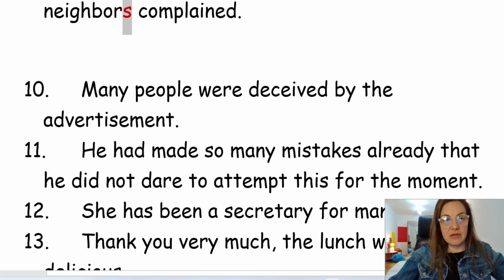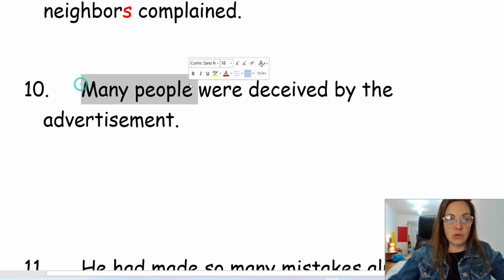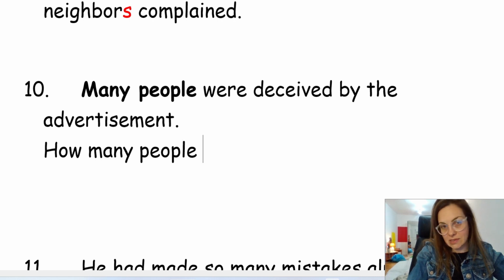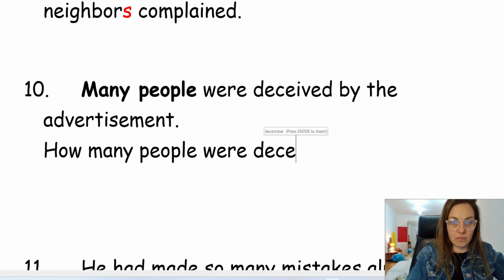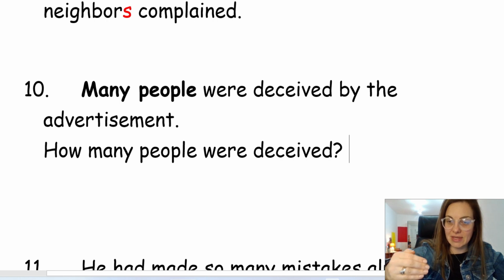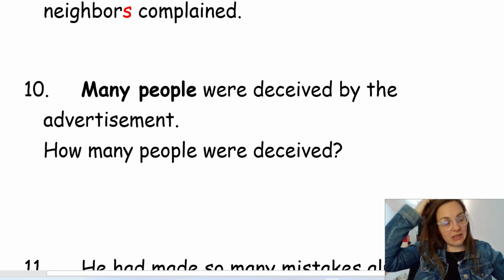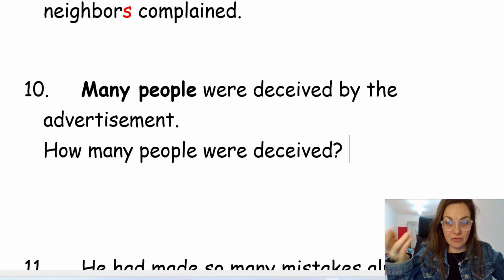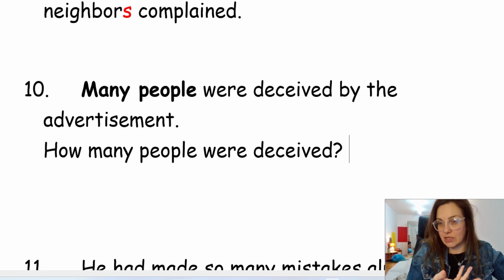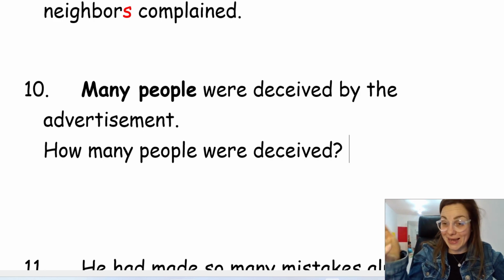Many people were deceived by the advertisement. So, how many people, no S, but people is plural, how many people were deceived by the advertisement? Well, a lot of people were deceived by the advertisement. So they believed in what they heard and what they saw in that advertisement, and it was all a lie. So they were deceived. They were tricked into doing something maybe, or into buying something.